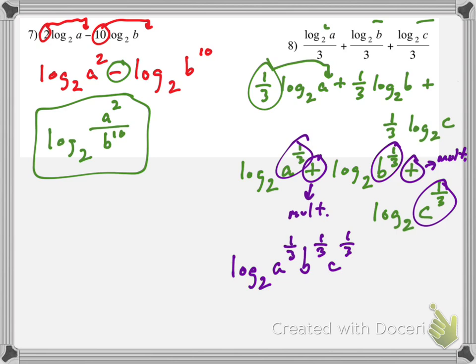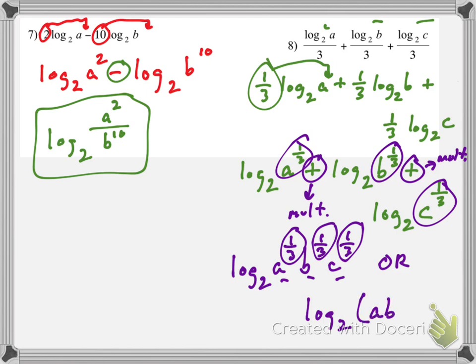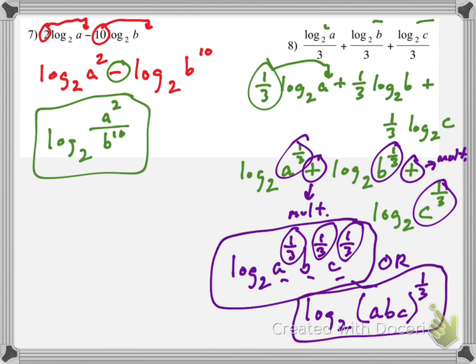Okay? Now, you could leave it like that. Or you could write it like this. Notice how a, b, and c are all raised to the same power. They're all raised to the 1/3. So what I could do is just write a times b times c all to the 1/3 power. Now, either one of these would be right. I would accept either one. Okay?